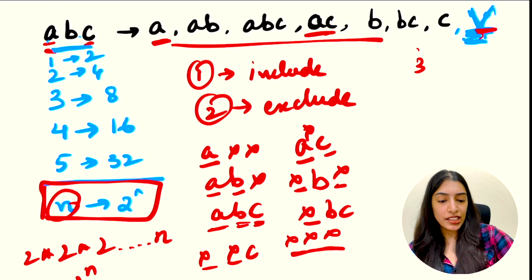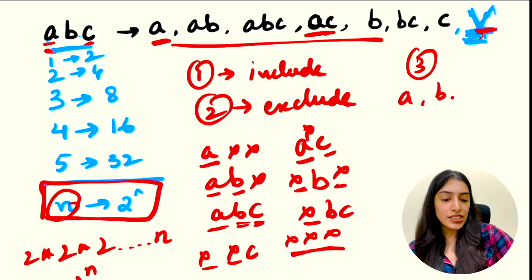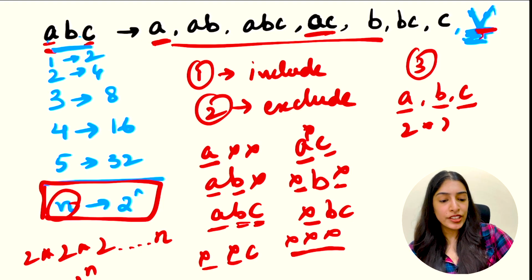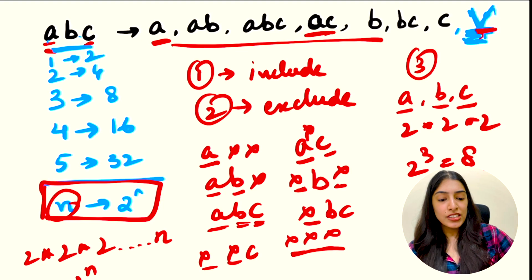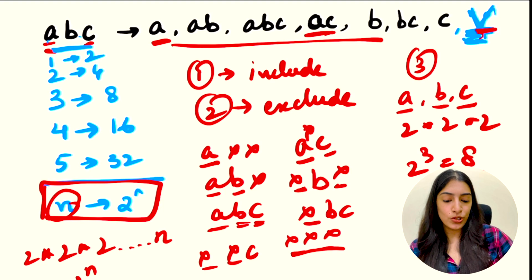See, if we had 3 elements, A, B, C, for each element there are 2 possibilities, included or not included, included or not included, included or not included. So 2 into 2 into 2, so the number of possibilities is 2 power 3, so it is 8. This is what we had actually studied in school also. The number of possible subsequences is 2 power 3, 8. Basically the size of the power set is 2 power n.